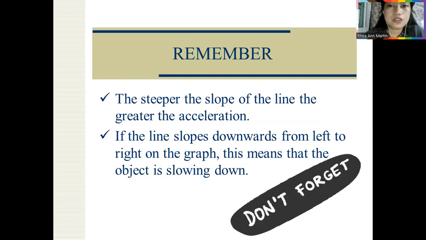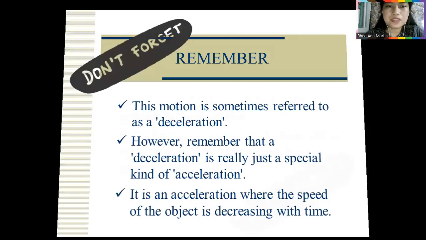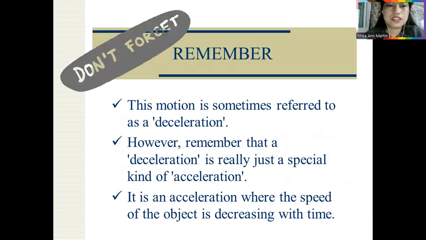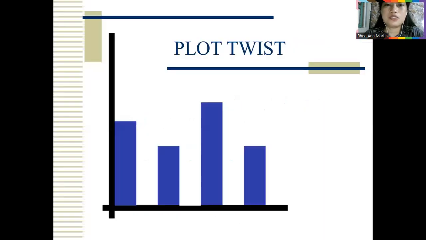The steeper the slope of the line, the greater the acceleration. If the line slopes down from left to right on the graph, this means that the object is slowing down. This motion is sometimes referred to as deceleration. However, remember that a deceleration is really just a special kind of acceleration. It is an acceleration where the speed of the object is decreasing with time. So please take note of that.